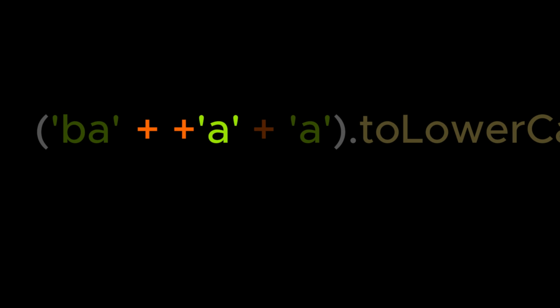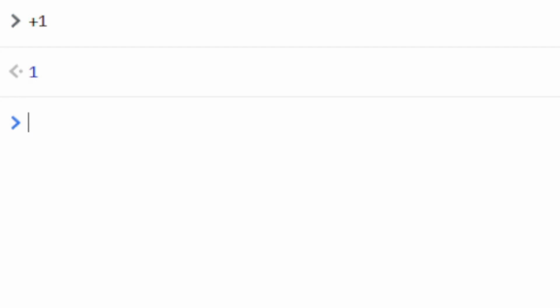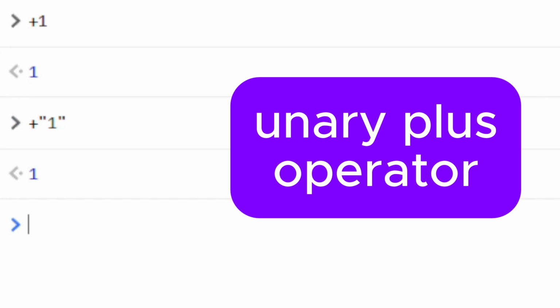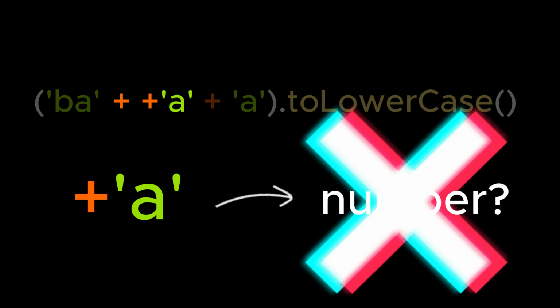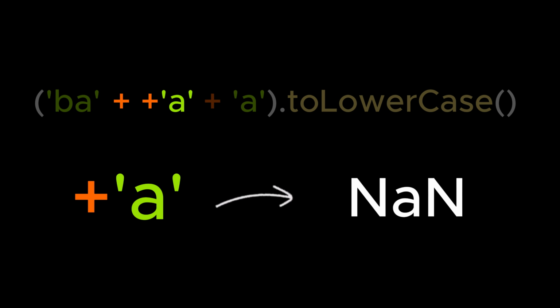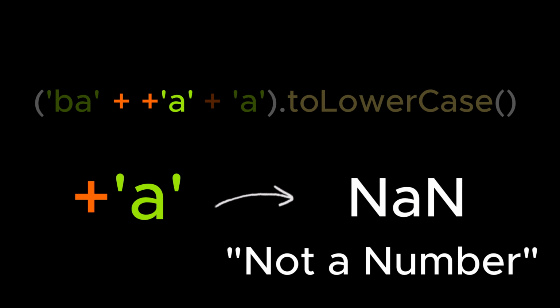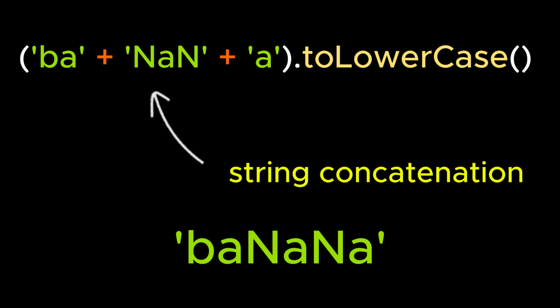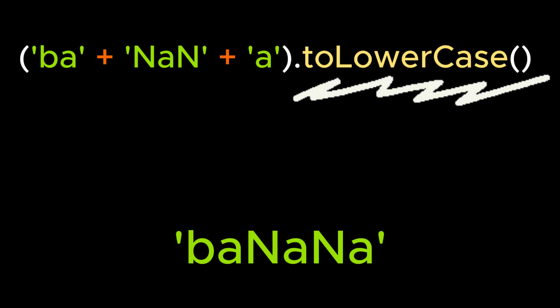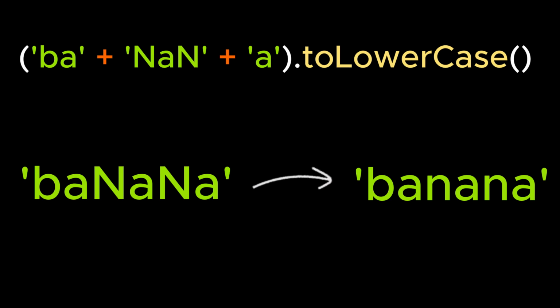The magic starts right here. See that extra plus sign? In JavaScript, a single plus before a string or other value is the unary plus operator. Its job is to try and convert whatever comes after it into a number. But can you turn the letter A into a number? Nope. JavaScript returns NaN, which stands for not a number. For the rest, it performs string concatenation. Finally, the toLowerCase part just converts everything to small letters.